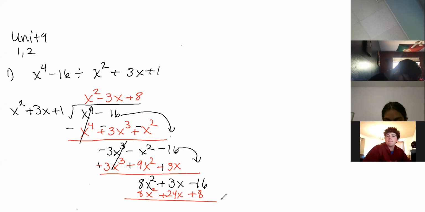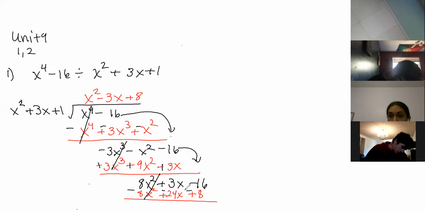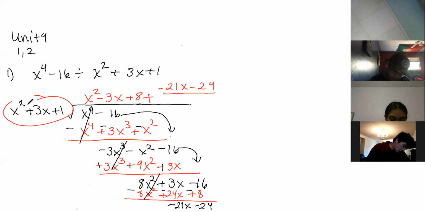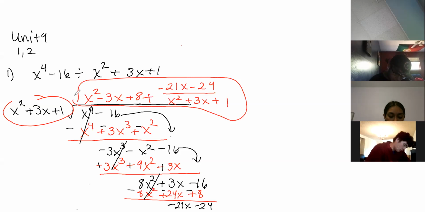And then we go through and we change all of our signs. Minus, minus, minus, gone. And we have like terms. What does that become? Negative 21x, and then minus 24. Can I go any further? Is that the remainder? Yes. So that's where we put plus negative 21x minus 24 all over x squared plus 3x plus 1. And that there is your answer.